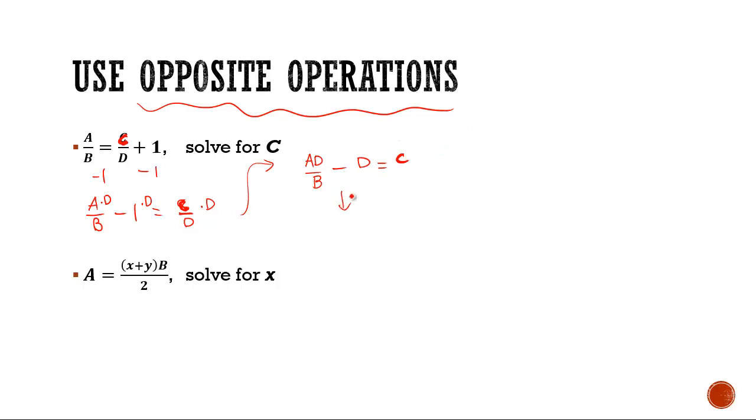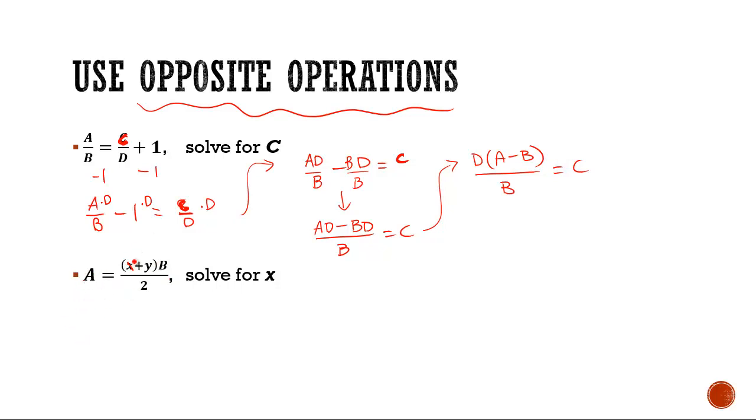If you want to simplify this a bit, you could make it a common denominator, leaving you with AD minus BD over B. Those are equivalent. Both of those would be correct. If you really wanted to, you could factor the top. So that'd be D coming out. A minus B over B equals C. All three of these would suffice. C is alone. That's the main point.